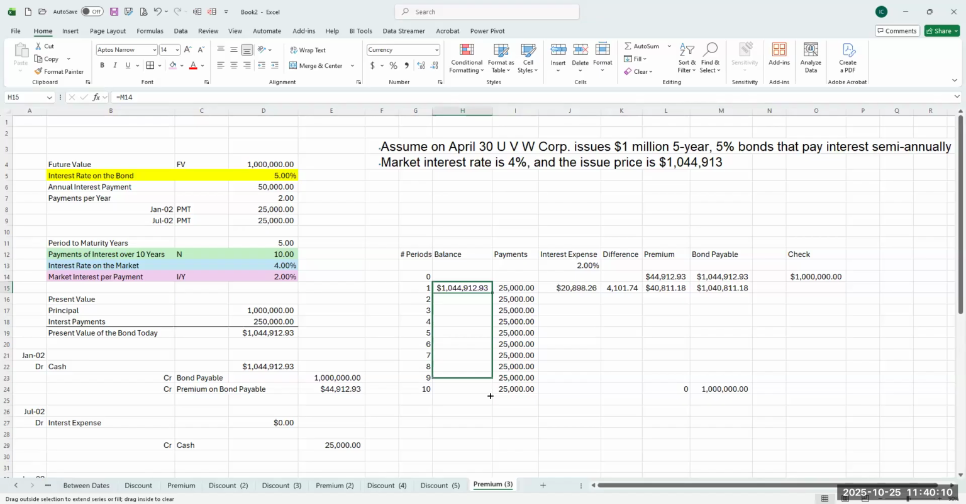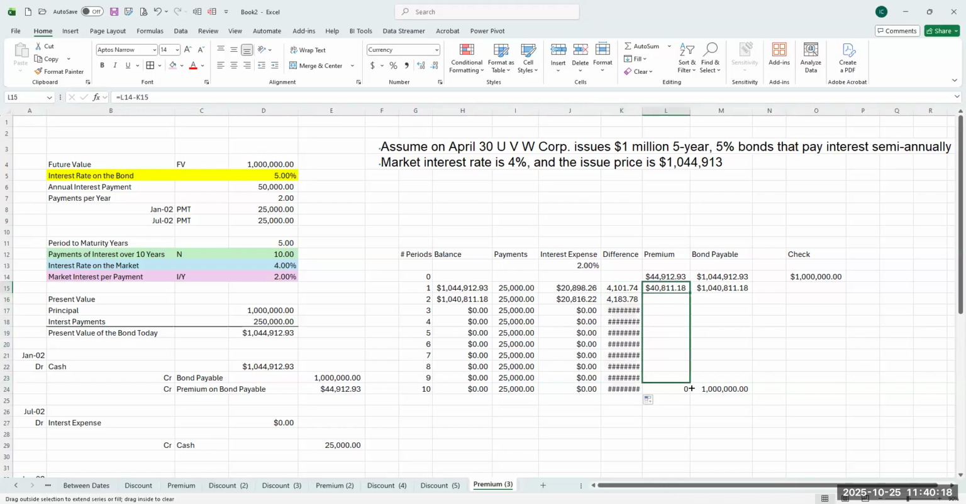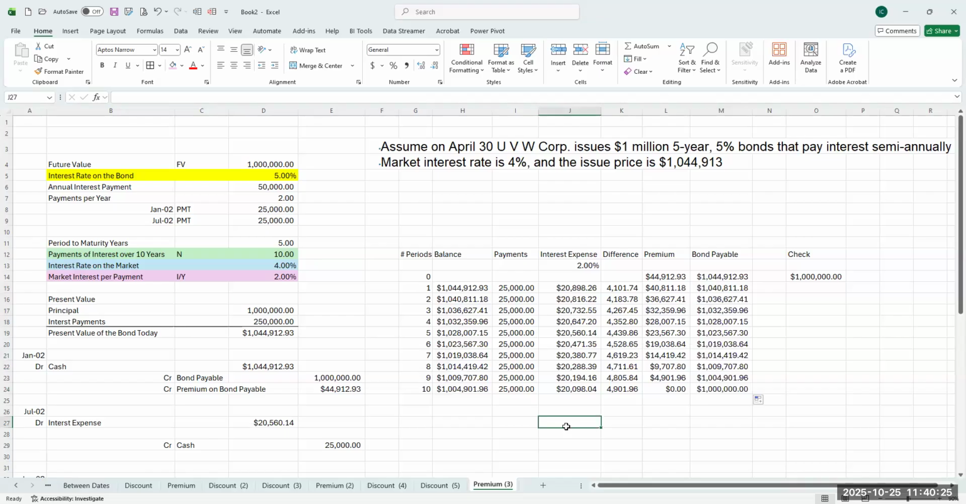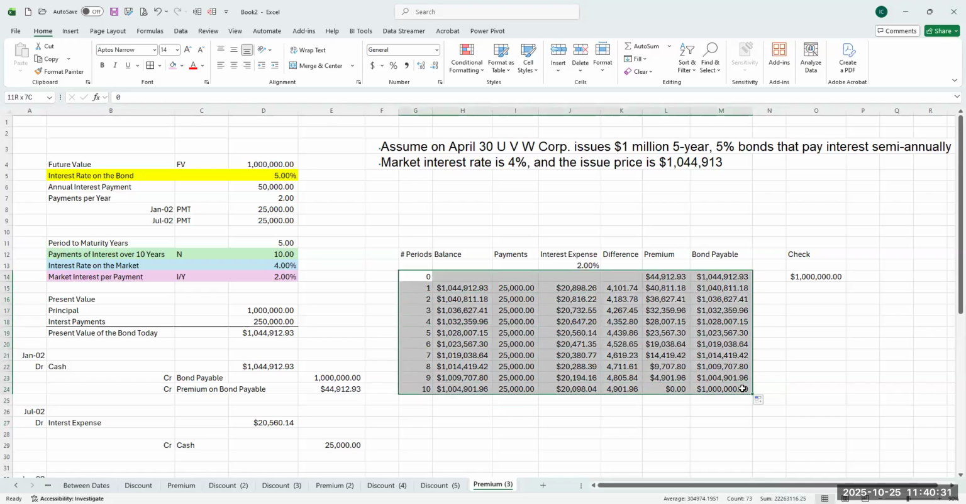And now I can drag all the formulas down and let's see what's going to happen. Are we going to achieve our objective? This one to become 0 and this one to become 1 million. Once we run everything, everything works. Just like magic, everything works. So we did a good job on this calculation.